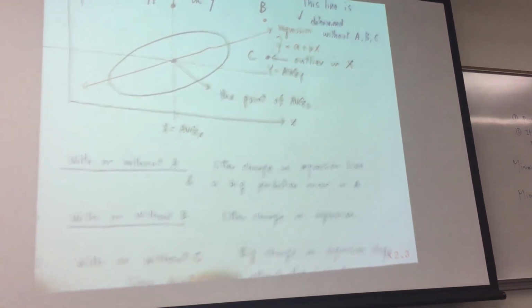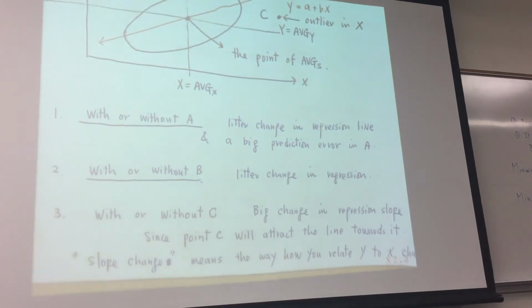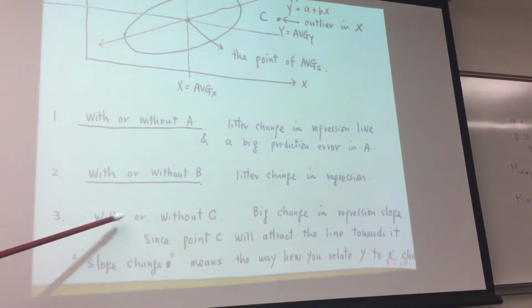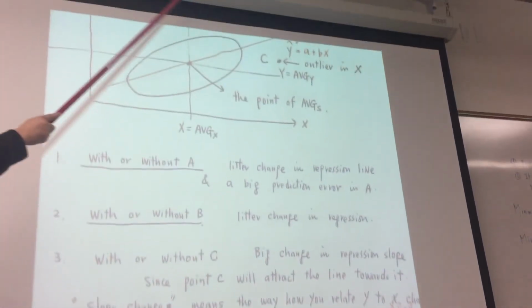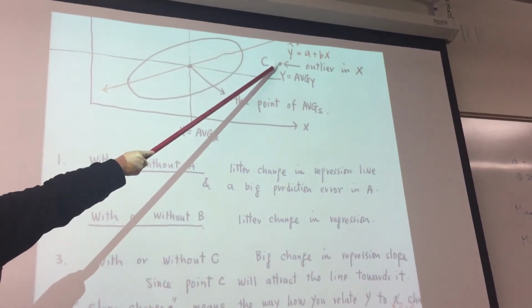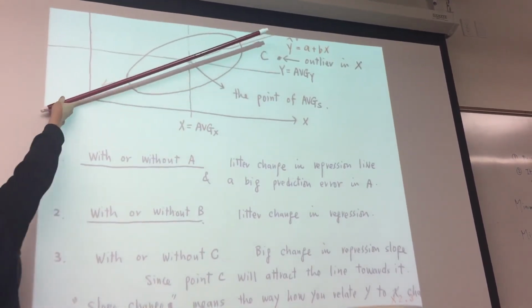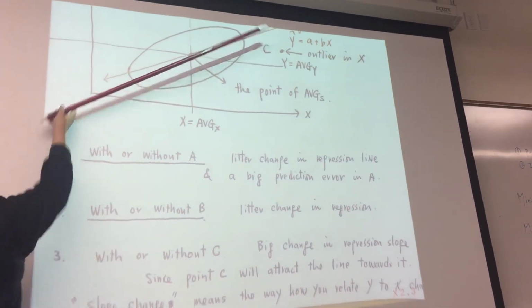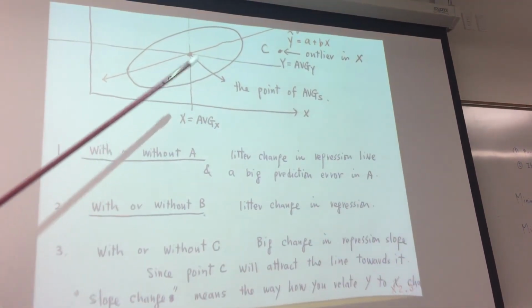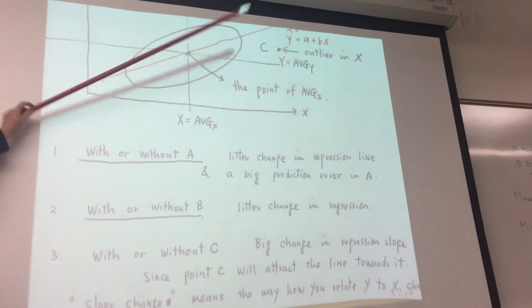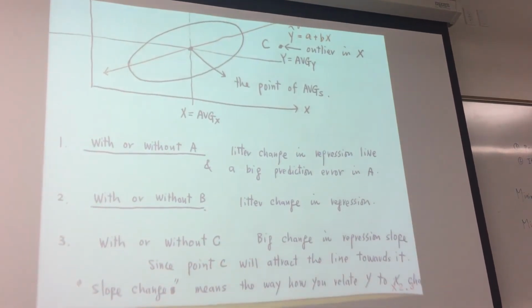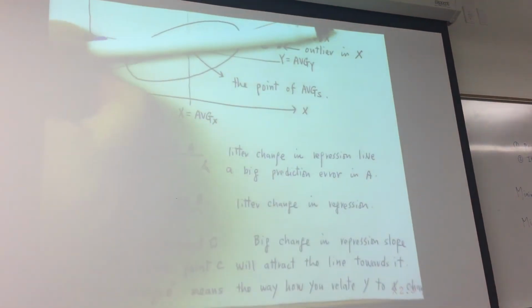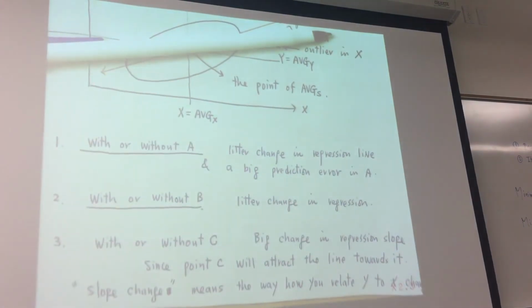Now, the one that is influential is the last one. Okay? With or without C. You don't have A, you don't have B, you have only C. When you add C, what happened? The line will be attracted towards C to minimize what? The vertical distance to C. Are you with me? This is very much feasible. Why is it feasible? Let me explain to you, okay? You can move towards the point. And that's feasible.